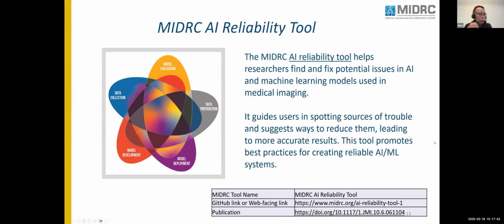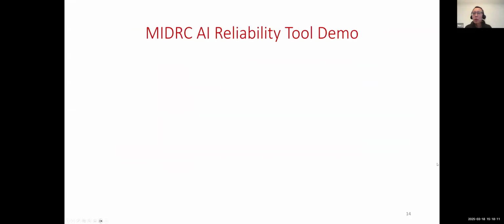The next tool I'm going to talk about is the MIDRC AI Reliability Tool. The MIDRC AI Reliability Tool helps researchers find and fix potential issues in AI and machine learning models used in medical imaging. It guides users in spotting sources of trouble and suggests ways to reduce them, leading to more accurate results. This tool promotes best practice for creating reliable AI/machine learning systems. I'm going to pass back to Jordan for the live demo.